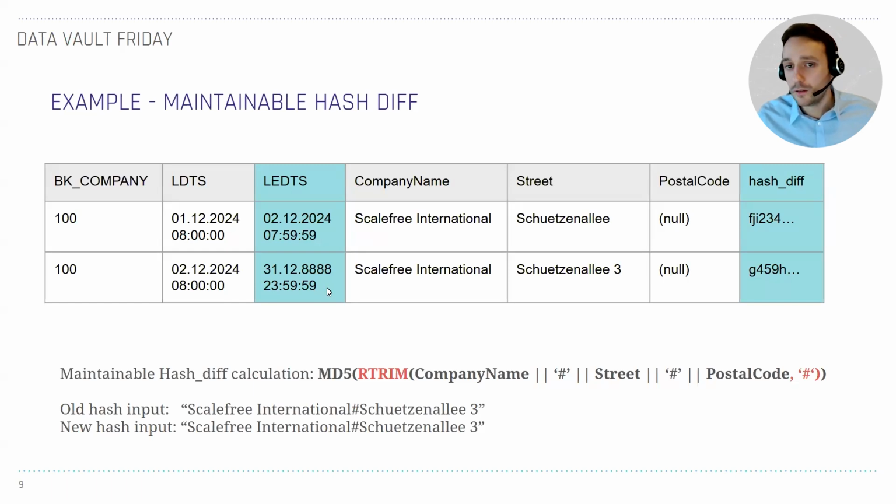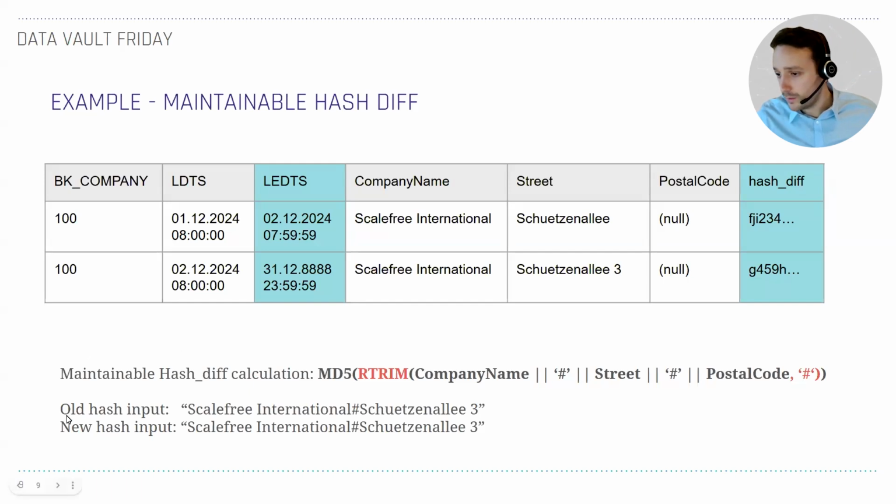So with adding a function that removes all trailing delimiters, which is simply an rtrim function in this case, the hash input becomes the same again, and the hash diff indicates basically no change. This approach works with multiple null values at the end.